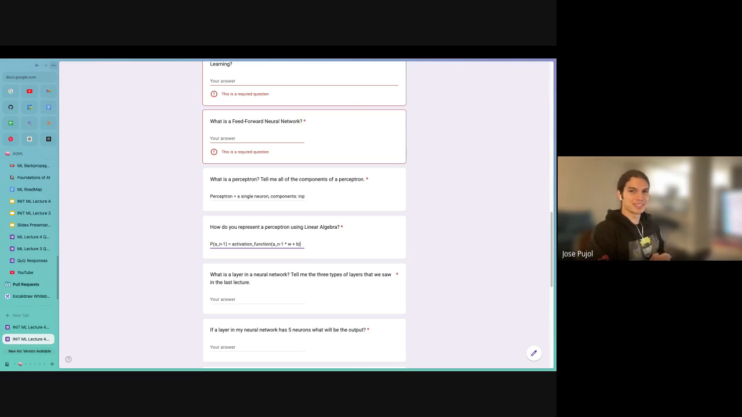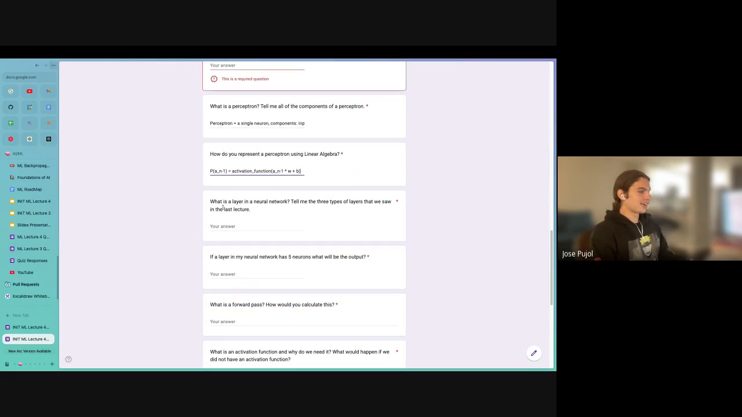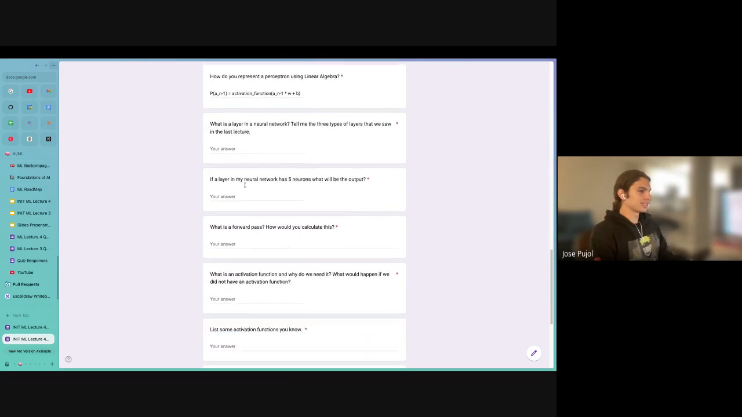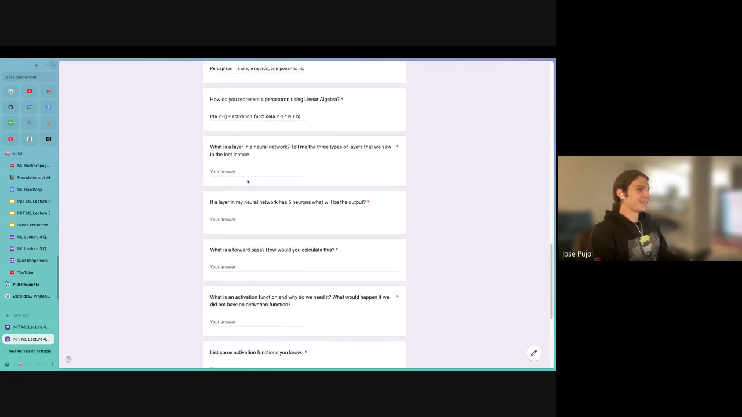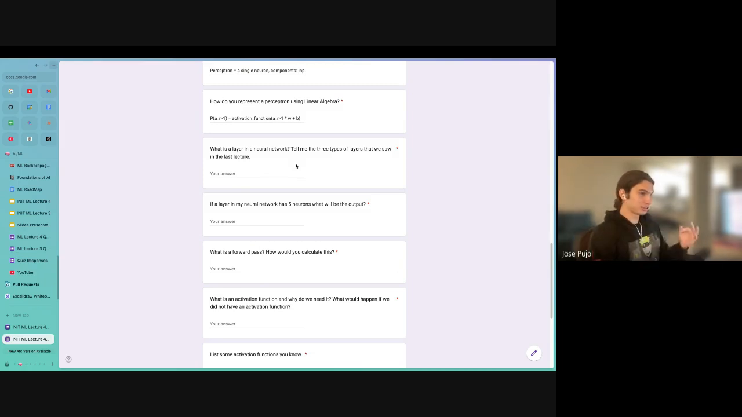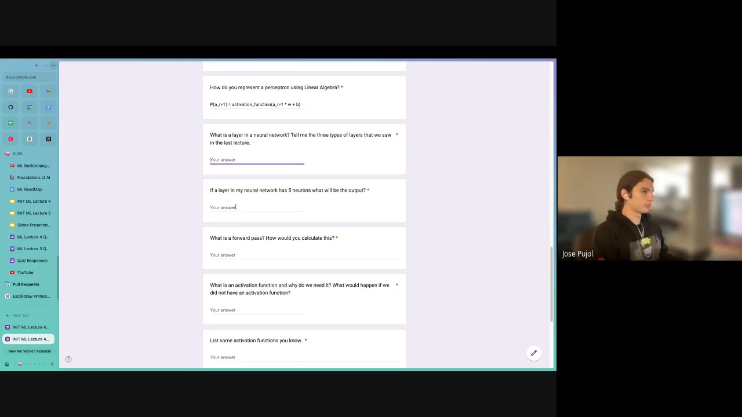I like that oh moment. I like that realization. What is a layer in a neural network? There's 3 types. So remember, there's the input, hidden layers, and output layers, right? Input layer is just the initial features. Hidden layers perform intermediate calculations. Output layers are the final output.